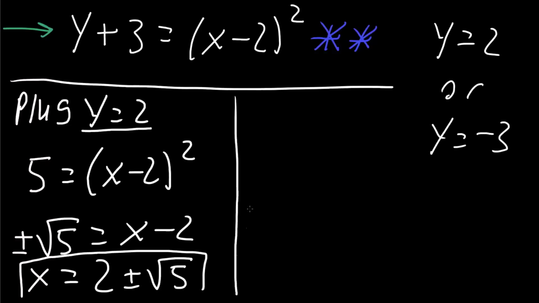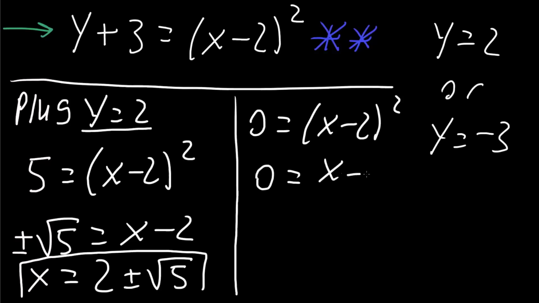Next, we're going to do the exact same thing, but for negative 3 for y. When we plug in negative 3, we would get 0 is equal to (x minus 2) squared. When we take the square root of 0, that would simply be 0 is equal to x minus 2. And so x is equal to 2 for y is equal to minus 3.